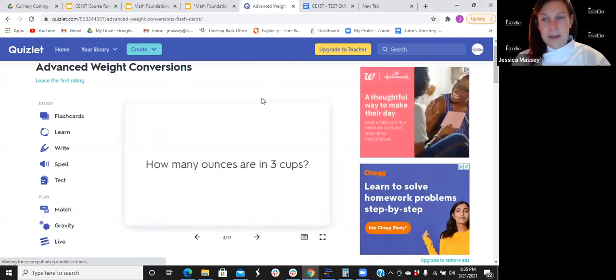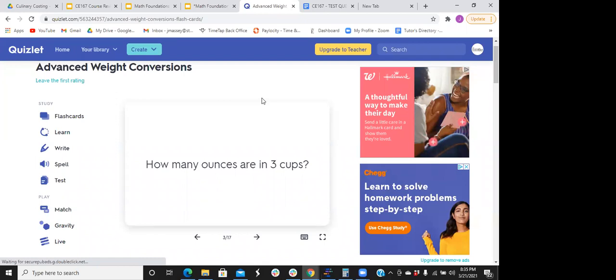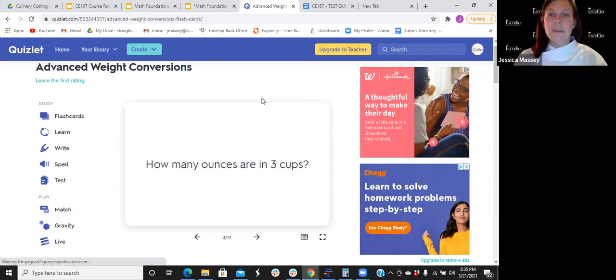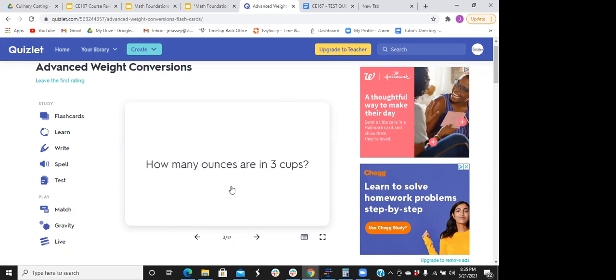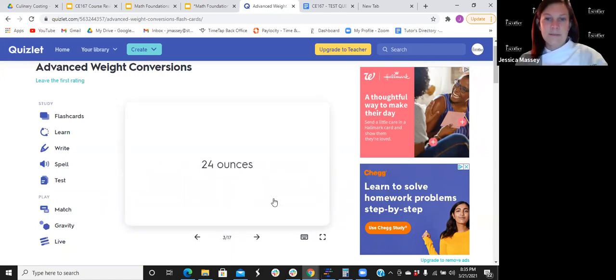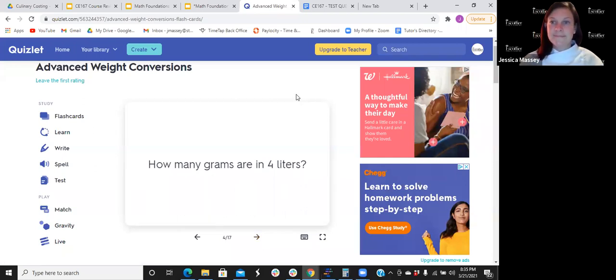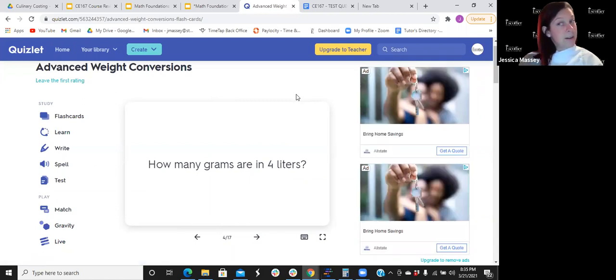How many ounces are in 3 cups? How many ounces are in 1 cup? 24. Yeah, definitely. So yeah, you do that 8 ounces in 1 cup, multiply it by your 3. We got 3 cups and we got 24 ounces. How many grams are in 4 liters? And how many grams are in 1 liter? Find that answer and then you do your math, multiply it by 4. See, I'm still talking you through it. What are 4 liters?